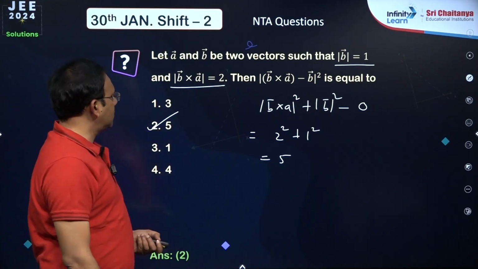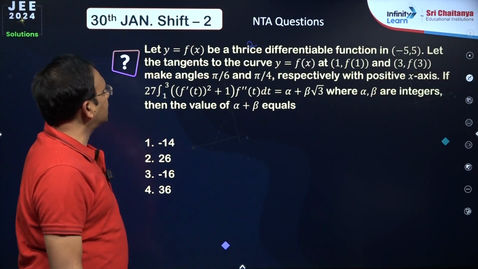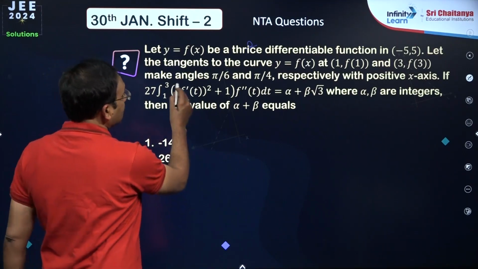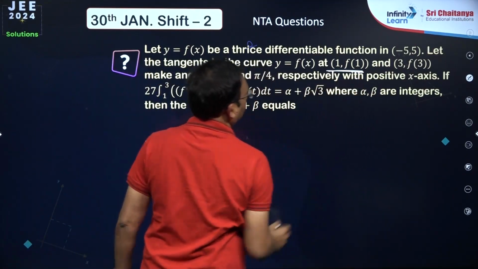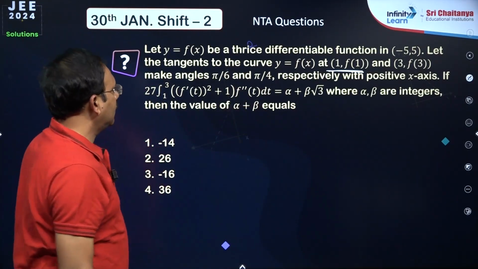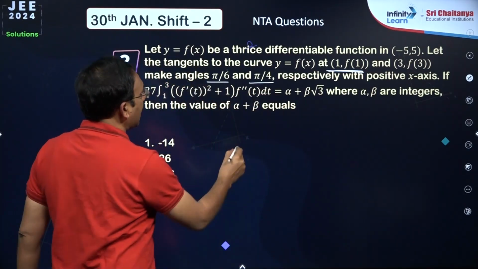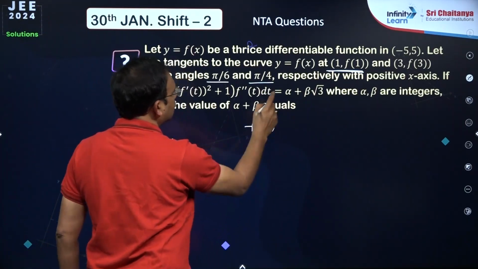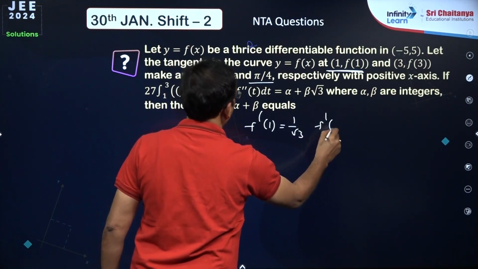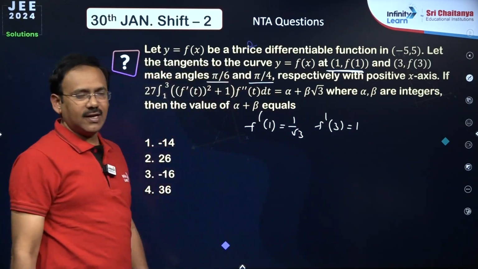The next, dear students, the same thing is written here. The next question. You see this? Y is equal to f of x be a thrice differentiable function over the interval minus 5 to 5. Let the tangents to the curve at 1 comma f of 1 and 3 comma f of 3 make angles pi by 6 and pi by 4. What does it mean? F dash of 1, that means the tangent slope at 1, is tan pi by 6, which is 1 by root 3. F dash of 3 is going to be tan pi by 4, which is 1. That's what he has given indirectly.